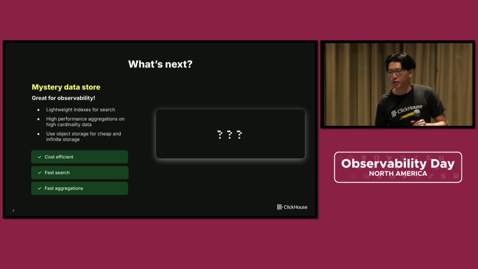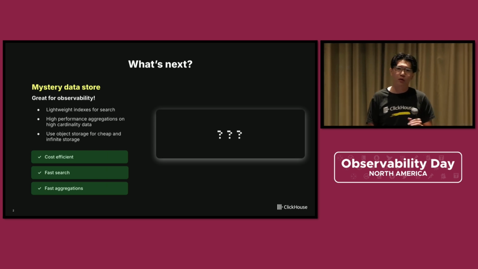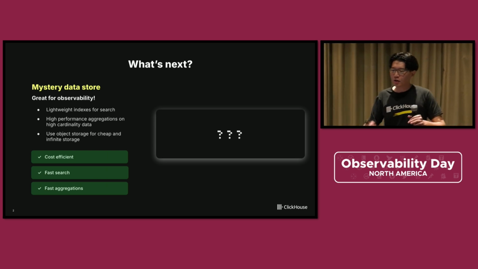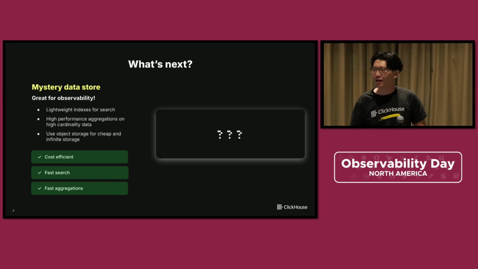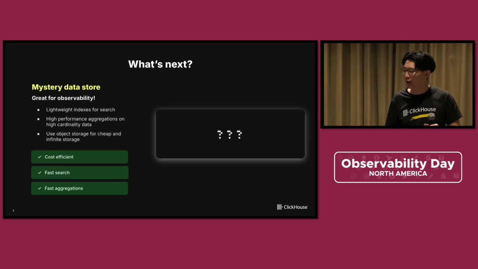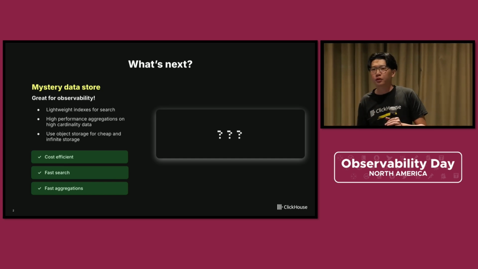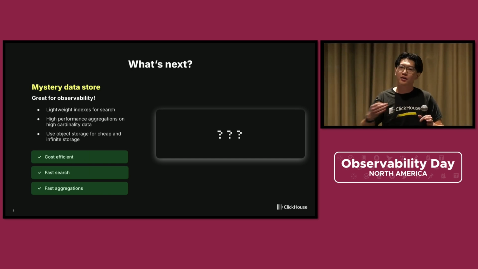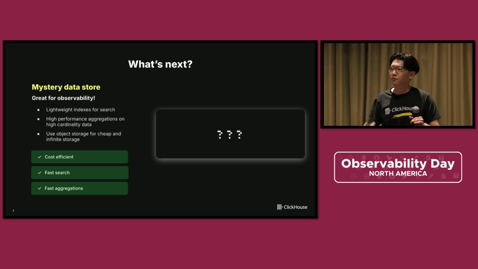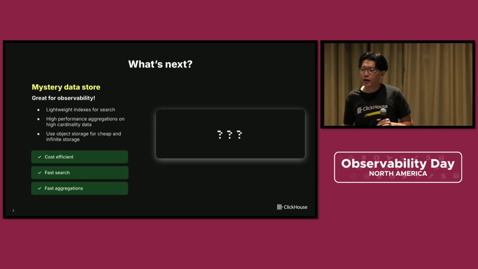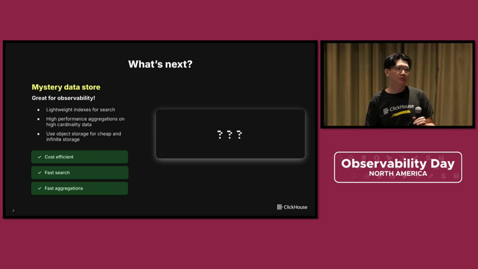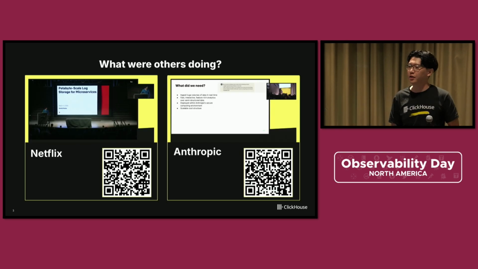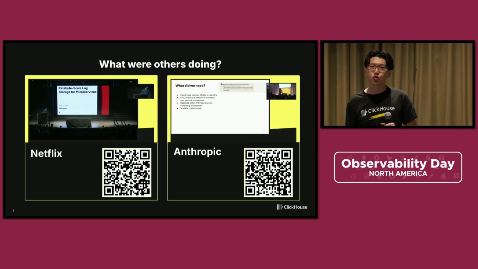So the question is, what's next? What could be the next data store that'd be quite good for observability? Obviously, I kind of gave it away at the beginning, but we think the properties are things like being really cost efficient, really fast at searching, lightweight indices, great at aggregations as well, so you can find out trends of your data over time, not just finding individual events. And it also should be built ideally on top of object storage, so that's really cheap and has like an infinite bucket where you could put data into.